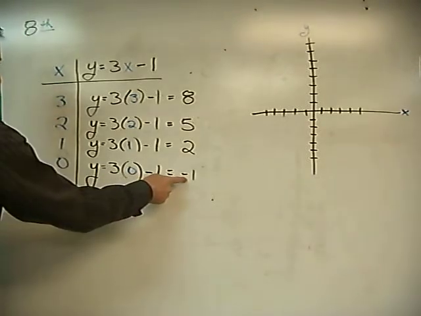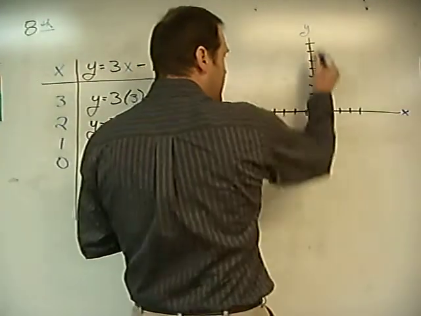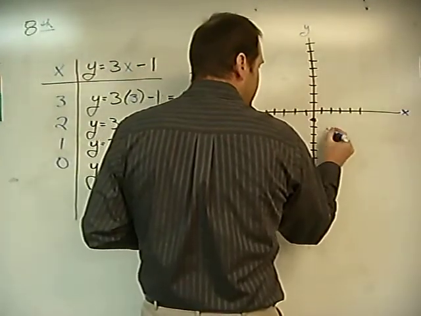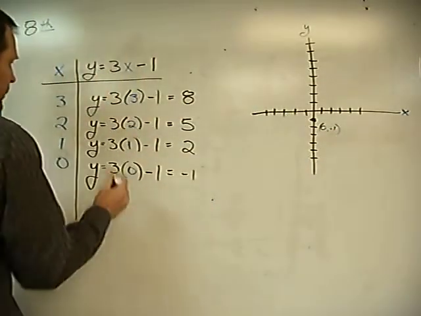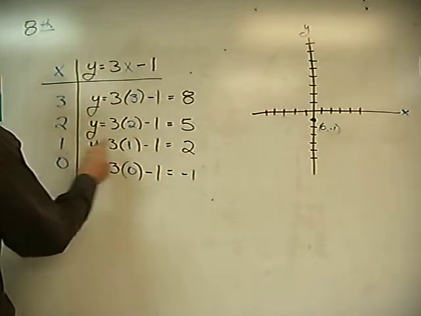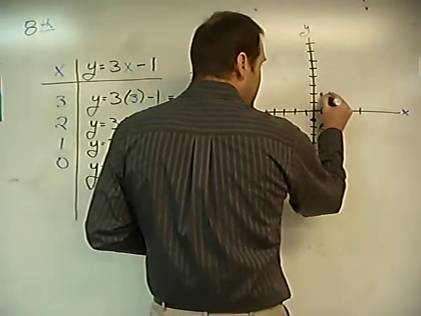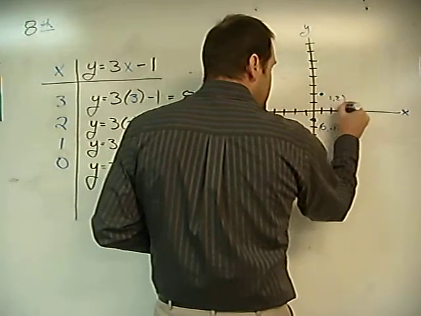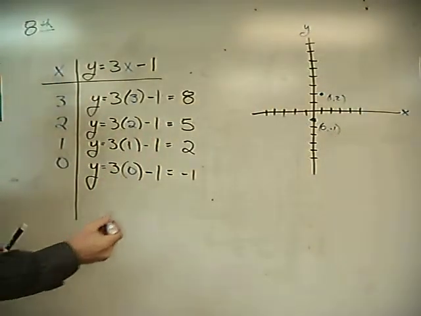First one is 0 and negative 1. 0 and negative 1 is going to give me a point that's going to be right here. I'm going to put 0 and negative 1. That's my first point I'm going to plot. My next one is going to be 1 and 2. That's my next point. Over 1, up 2, I have 1 comma 2. There's my second point.